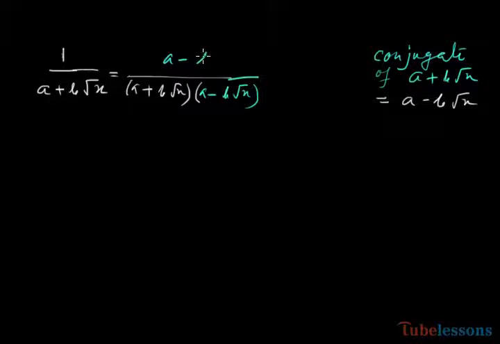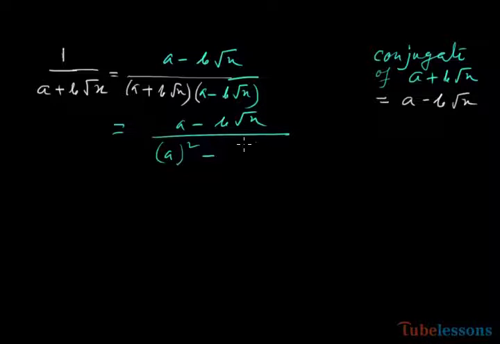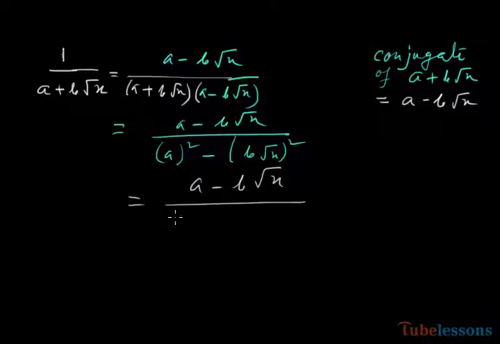So right here also, the denominator becomes a square minus b root x whole square, that is, a square minus b square into x.